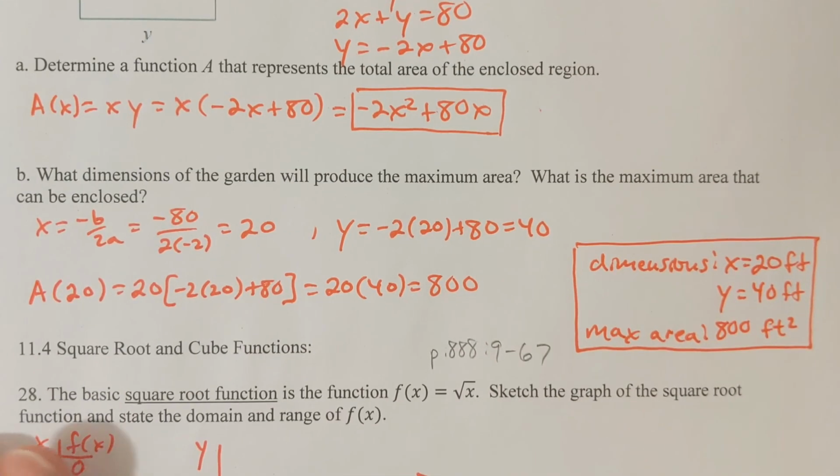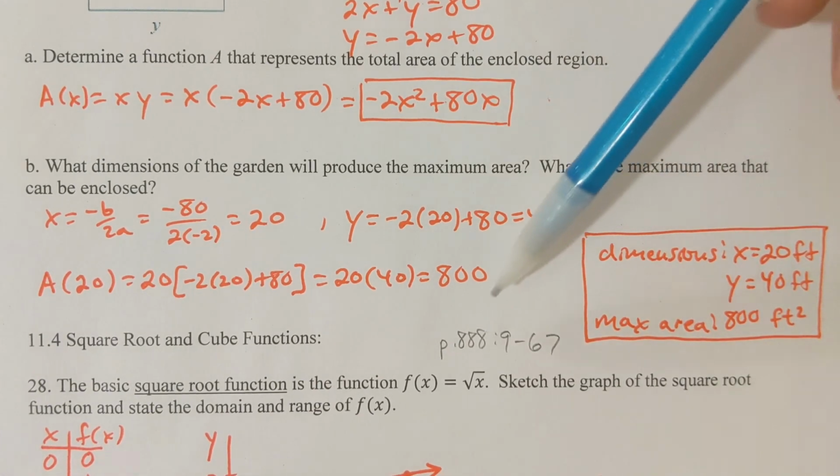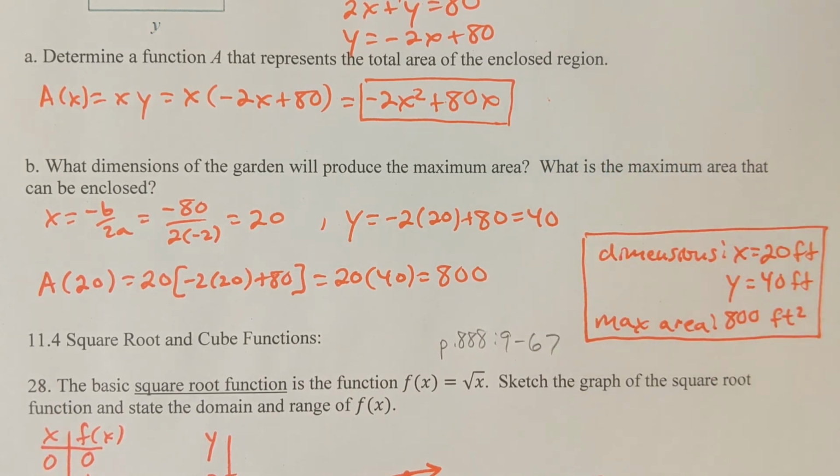All right, so at this point, we are now done with 11.3. The homework is on page 888. Be sure to look at the odd number problems there for me.